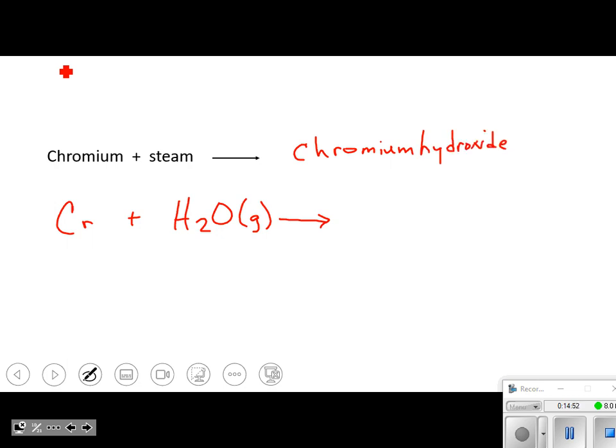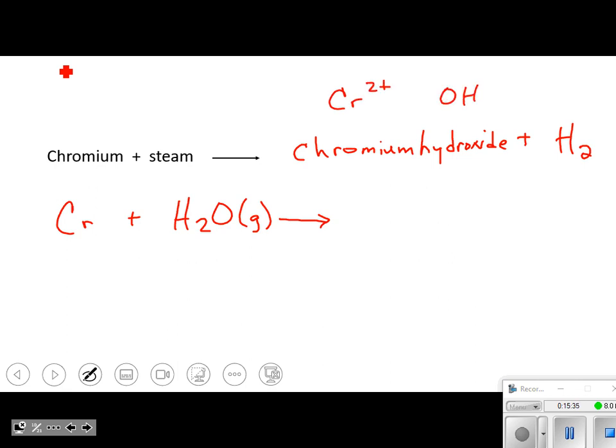I'm going to get chromium hydroxide. I'm going to get hydrogen. Now, what do we all know about hydrogen? It's the super 7. So it better be an H2. So, once again, chromium. Chromium can take many charges, right? I look up here on my periodic table. I see chromium has a 3, a 6, and a 2. What I am going to do is I am going to use chromium 2. So, chromium is a 2 plus.